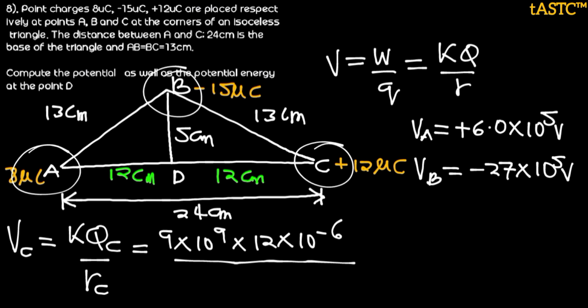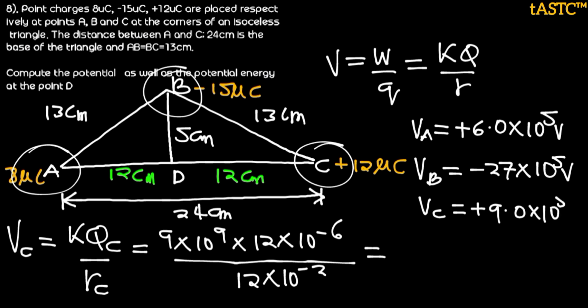Now R, the distance between this and this, that is 12. So that will be 12 multiplied by 10 to the power of negative 2. So what is that going to give us? That will be divided by 12 multiplied by 10 to the power of negative 2. So that gives us 9.0. V sub C is a positive 9.0 multiplied by 10 to the 5th volts.